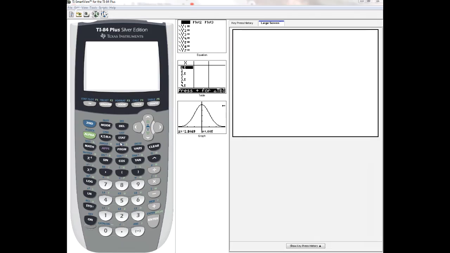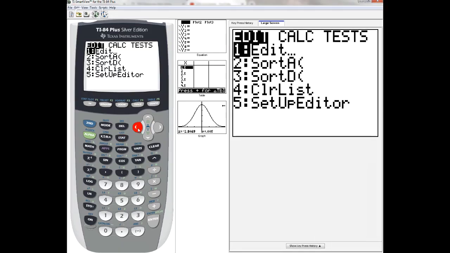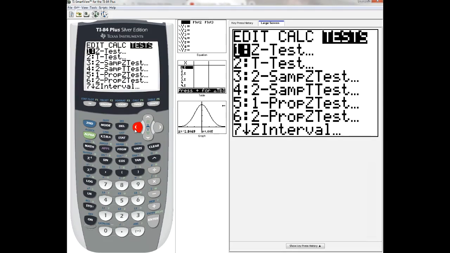But to get started, it is stat and test, right? Our tests and our confidence intervals, they're all conveniently put together in the same spot. We're after option number 5, a one proportion z-test. So we'll scroll down.